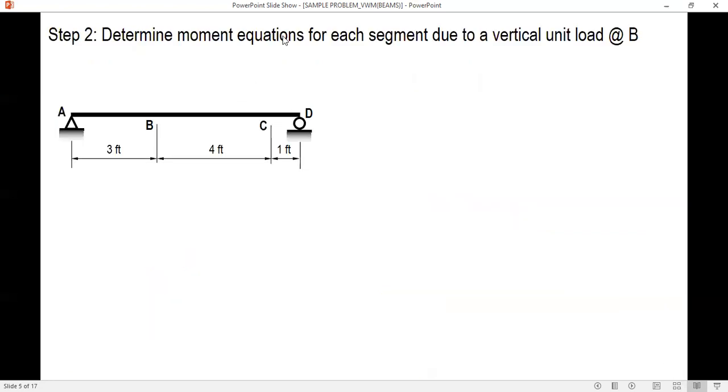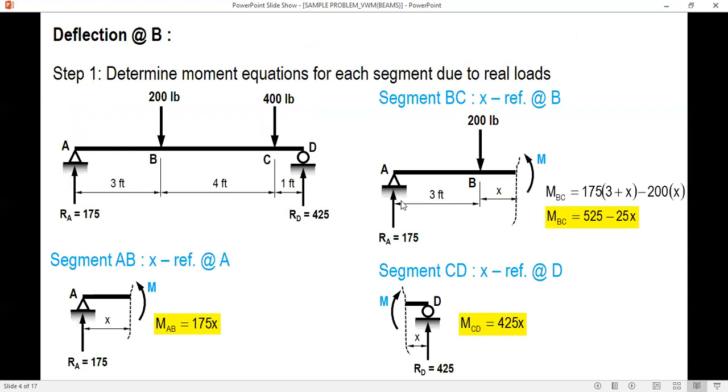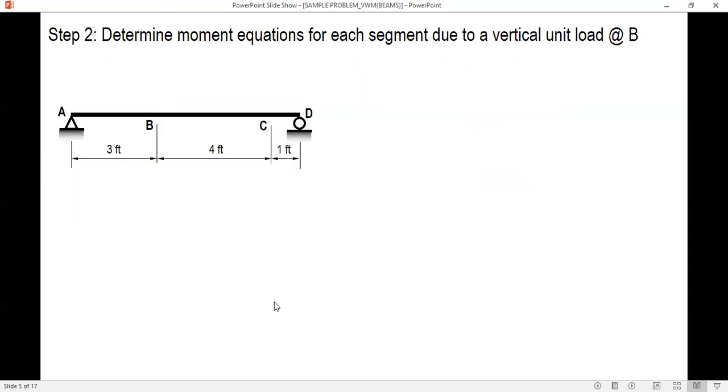Next step is determine the moment equation for each segment due to a vertical unit load at B. Now, from the original beam, it seems obvious that the vertical displacement of B is downward due to this load. So it will deflect in this way, concave upward. So the vertical displacement is downward. Therefore, when we apply the virtual unit load at B, it's downward, 1.0.